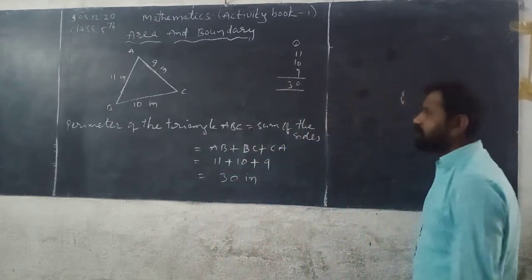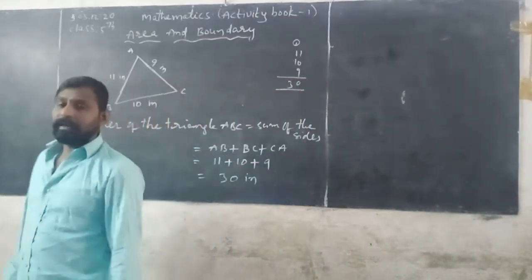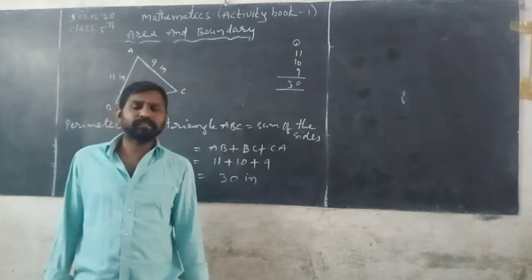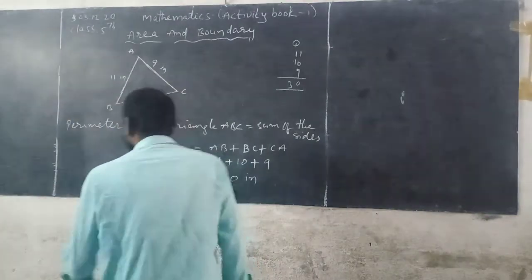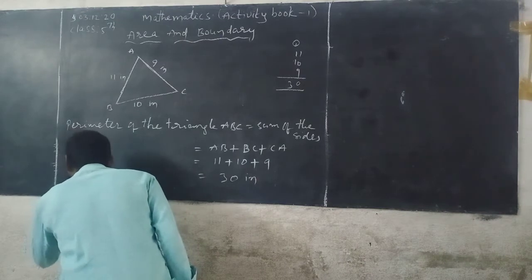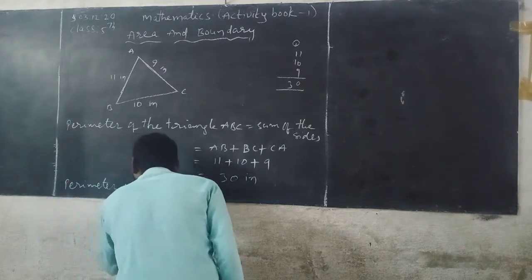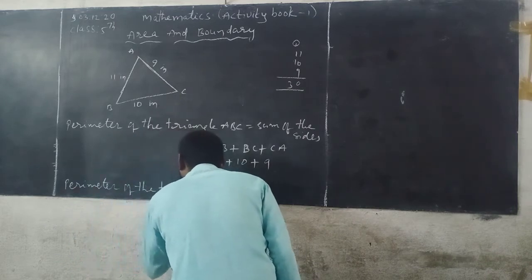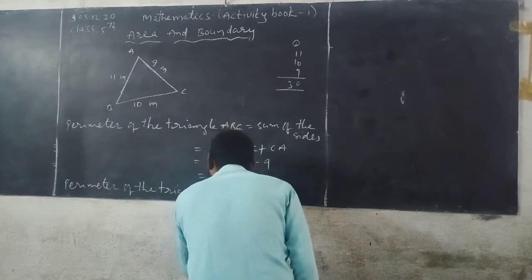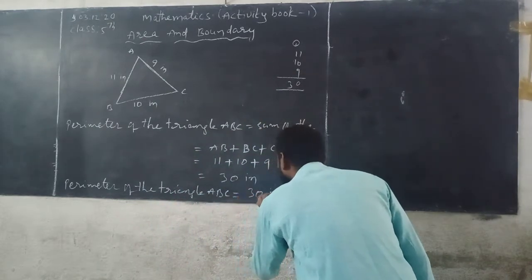30 inches. So, here, by the problem, the perimeter of the square is equal to twice the perimeter of the triangle. Then you can write here, perimeter of the triangle ABC is equal to 30 inches.